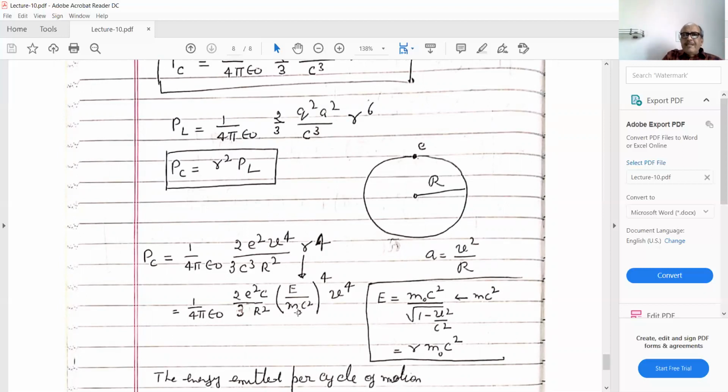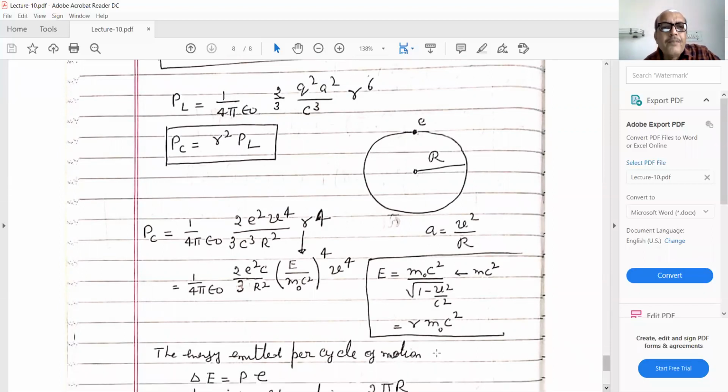In the previous lecture, in fact, there was some problem with the m0. The m0 that I wrote was basically the rest mass of the electron. So here it now becomes equal to 2 upon 3 e square c upon R square into E upon m0 c square to the power of 4, and B to the power 4 appears here.